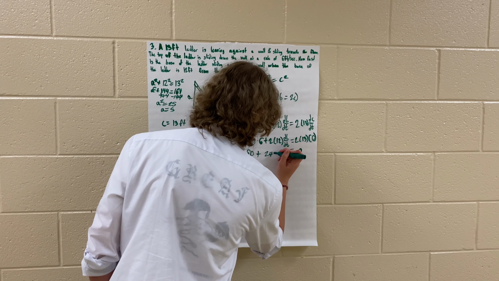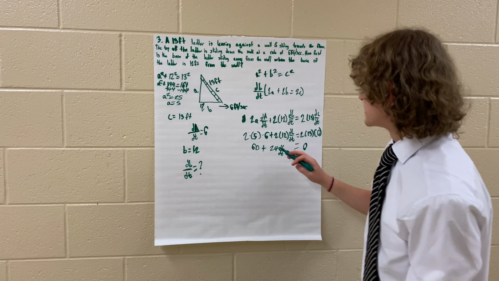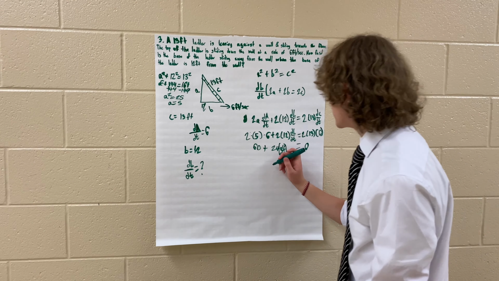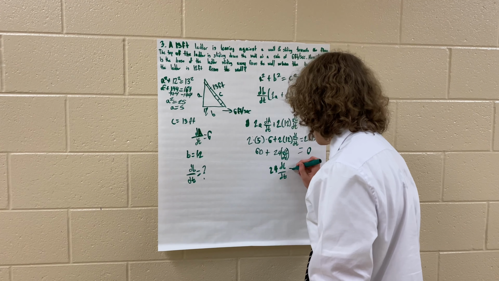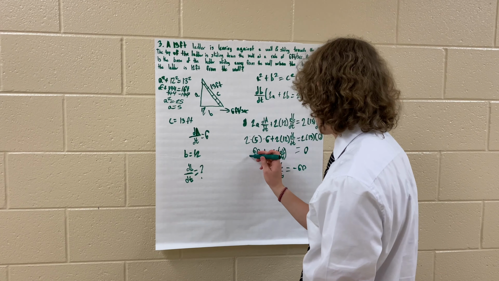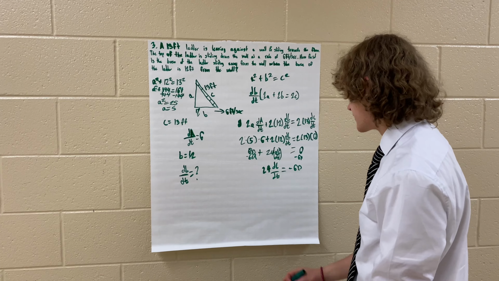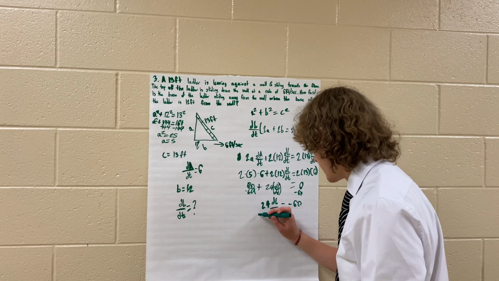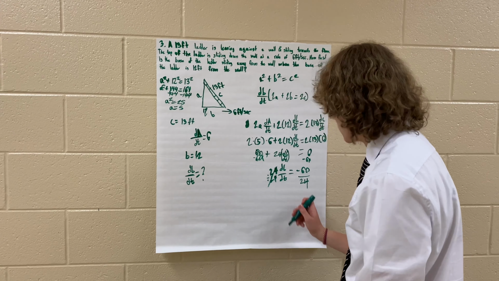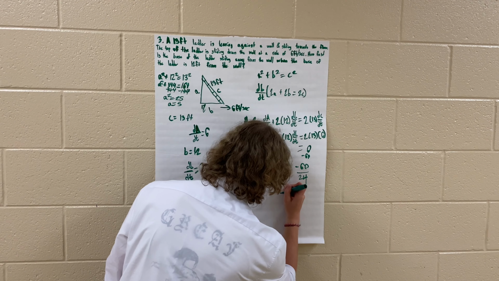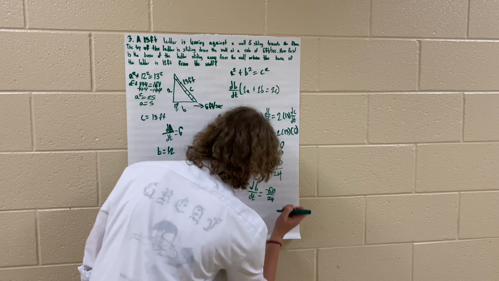2 times 5 times 6 is 60, plus 24 dB over dt. And since I want to isolate dB over dt, I'll get 60 over to the other side. So 24 dB over dt equals negative 60, and I'll subtract 60 there. Now I can just divide out 24. So dB over dt equals negative 60 over 24, but I'm not done yet.